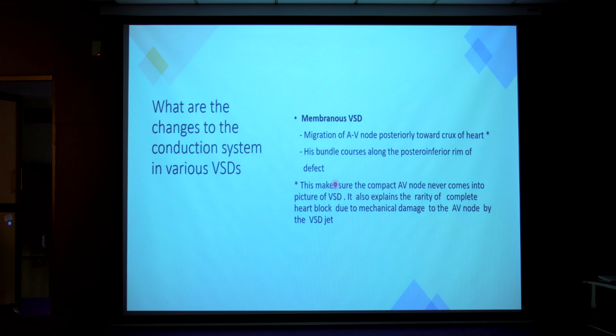So what are the changes to the conducting system in various VSDs? In membranous VSD, as I showed you earlier, there is migration of the AV node posteriorly towards the crux of the heart. So the bundle courses along the posterior inferior margin, but it is actually away. Since the node is displaced posteriorly, it is less likely that the bundle gets injured even in perimembranous VSDs with inlet extension.